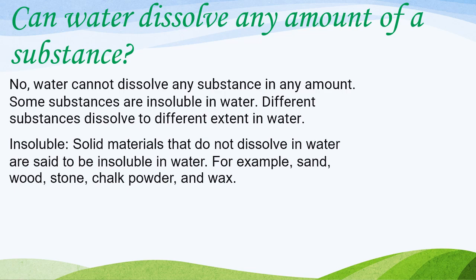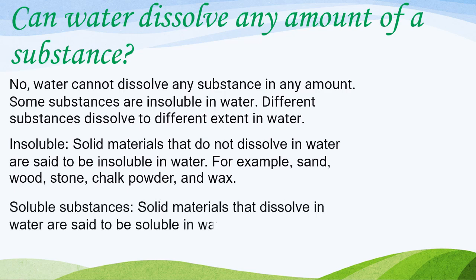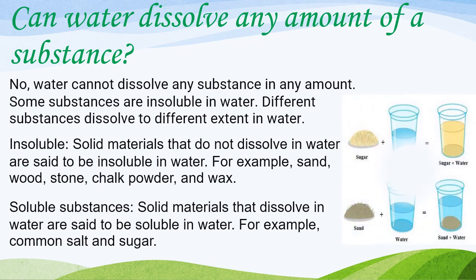Now see what are soluble substances. Solid materials that dissolve in water are said to be soluble in water. For example, common salt and sugar. So this is just the opposite of insoluble substances. Solid materials which can be dissolved in water easily are said to be soluble substances. For example, common salt and sugar. These are the two examples of soluble substances.